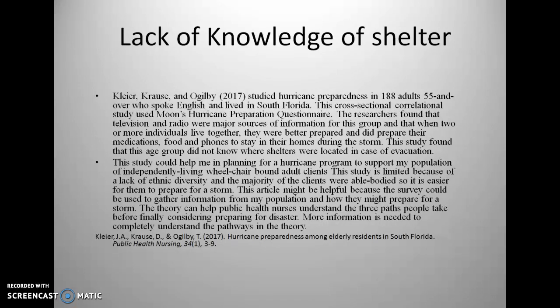Okay, so the next point, this might help me in planning a program because my population is independent. Even though they're wheelchair bound, they are independent. There was a lack of ethnic diversity, and a majority of the clients are able-bodied, so there is some adjustment that has to be made, but the theory might be helpful in understanding how people prepare for a disaster, and the questionnaire may be helpful. You see at the bottom I have a citation in APA format. So when you're using other authors' work, you need to cite it.